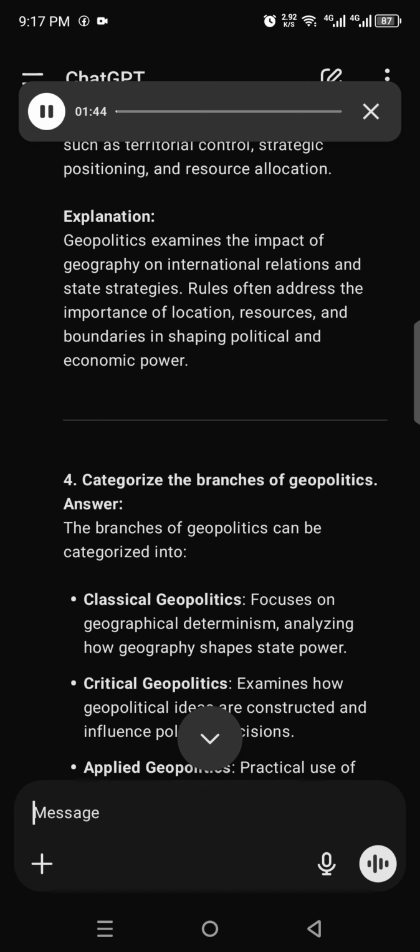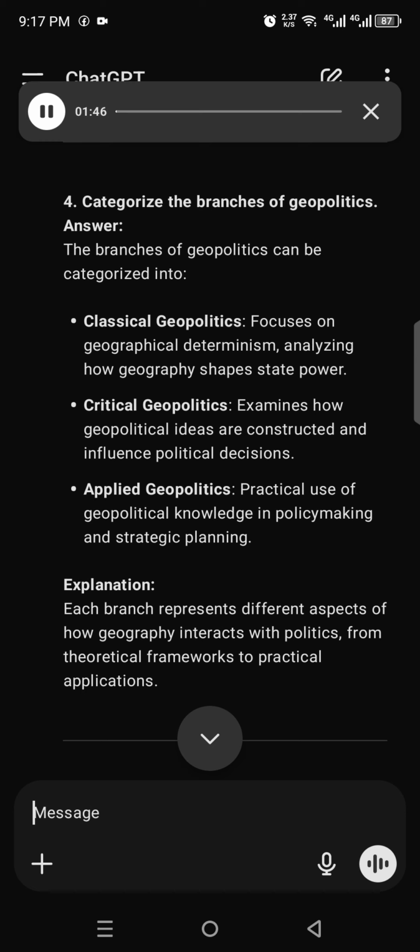4. Categorize the branches of geopolitics. Answer. The branches of geopolitics can be categorized into: classical geopolitics focuses on geographical determinism, analyzing how geography shapes state power. Critical geopolitics examines how geopolitical ideas are constructed and influence political decisions.